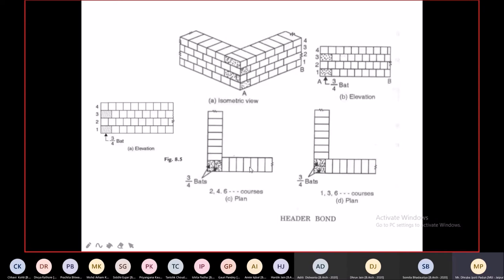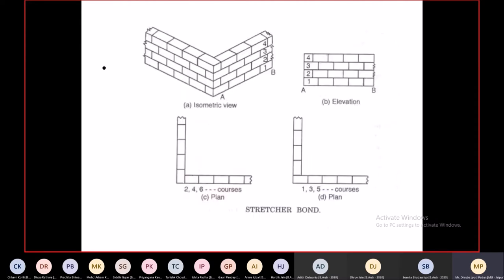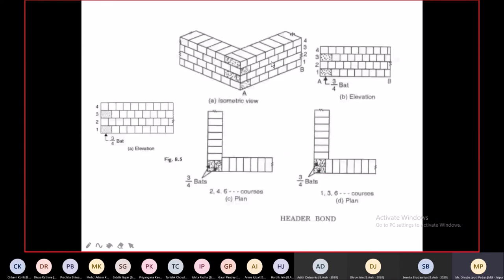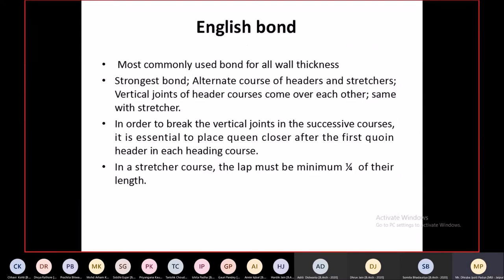So this is a full brick wall. You could see how the bricks are laid on different courses. And this is the isometric. These are headers. Header. So we could only see the headers. So this is why this particular bond is called the header bond. In the stretcher bond, we would be able to see the stretcher portion. In the header bond, we would be able to see the header portion. Fine.